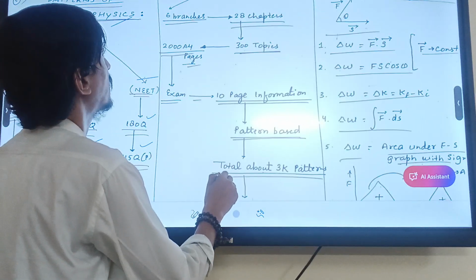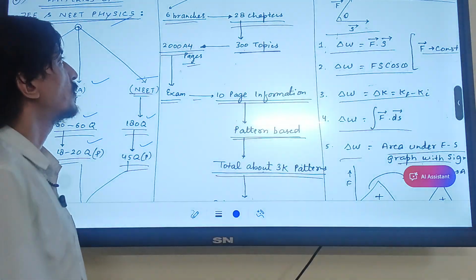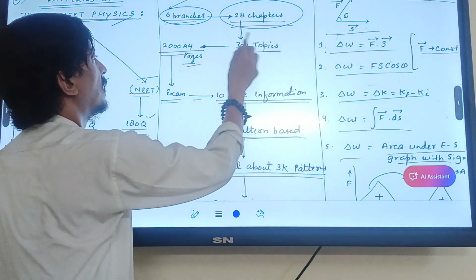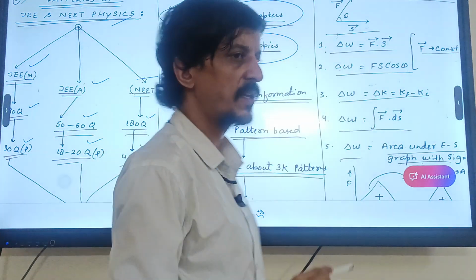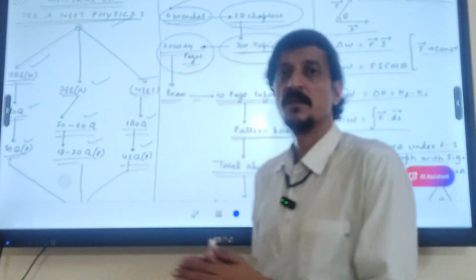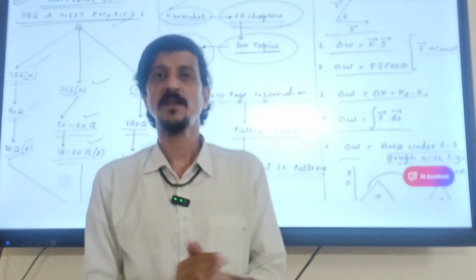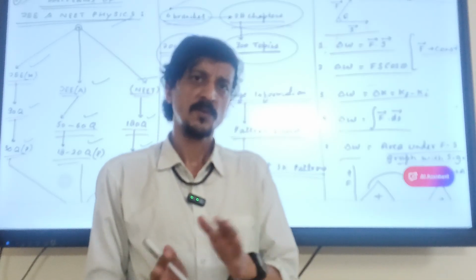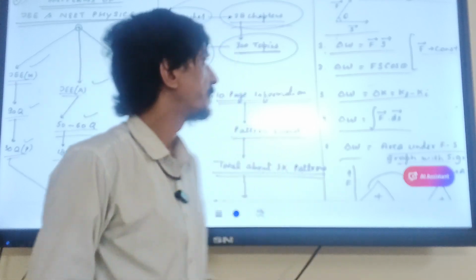Now there is one interesting pattern. If we analyze physics as a whole for JEE and NEET, it comprises 6 branches, a total of 28 chapters, about 300 topics, and the total content is about 2000 A4 size pages. So the entire physics can be simplified in terms of content as 2000 A4 size pages. These pages include theory, questions, PYQs, DPPs, everything. So there are about 2000 A4 size pages which you need to prepare for your exams.